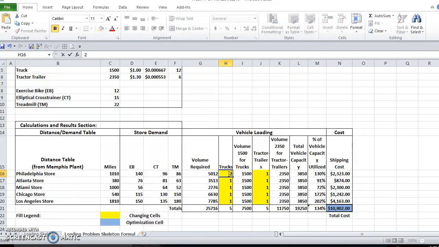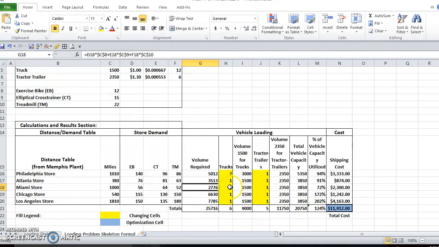So let's get another truck. Yeah, and we're at 94% capacity utilization. You may have noticed that our cost is going up already. Here we need 3,513, but we need 3,800. Actually, 91% isn't bad, so I'm just going to stay with that. This one is less. We've got 2,576, but with one truck and one tractor trailer, we're looking at 3,800.